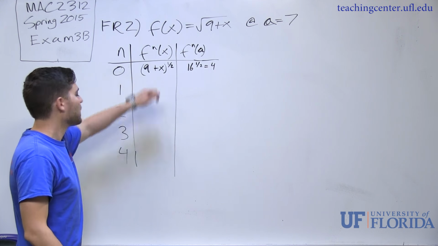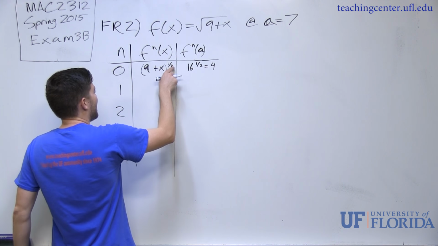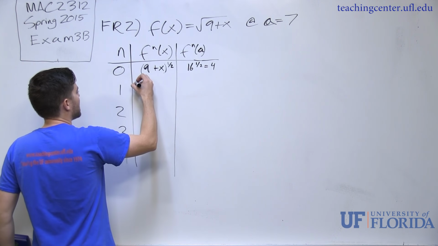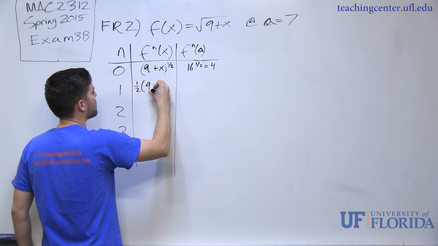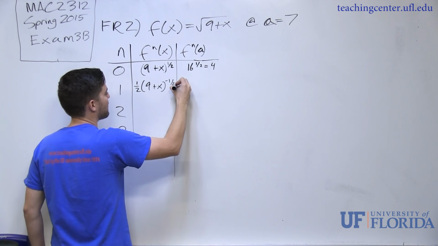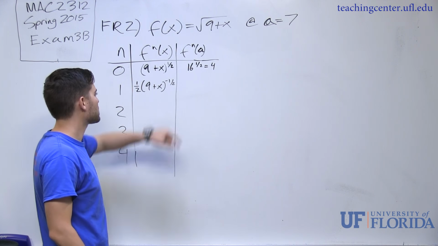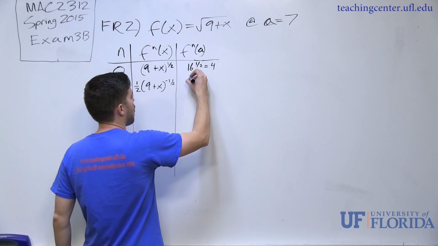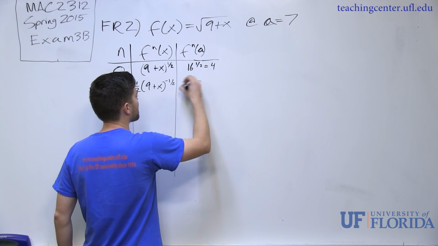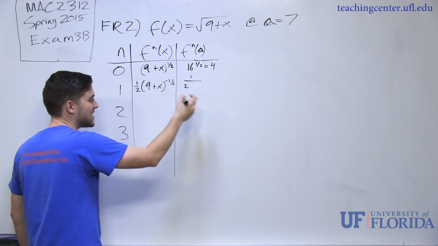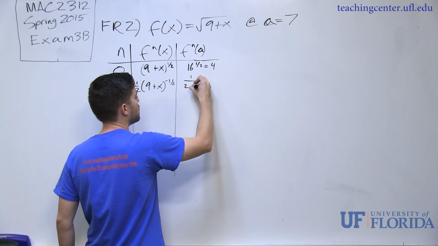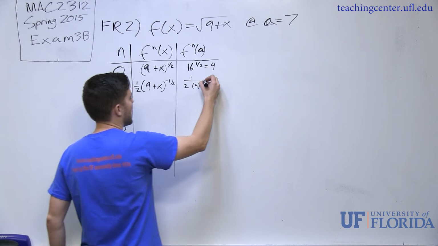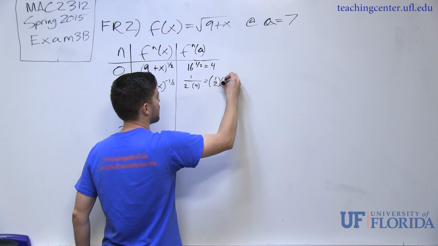Okay, cool. Now when I plug in n equals 1, I want to take the derivative, so n equals 1 corresponds to the first derivative. Taking the derivative of this, I end up with 1/2 times 9 plus x to the negative 1/2. I can also evaluate that at a equals 7. When I plug that in, I get 1 over 2 square root of 16 on the bottom, so 1 over 2 times 4. I'll just write it as 1/2 times 1/4.